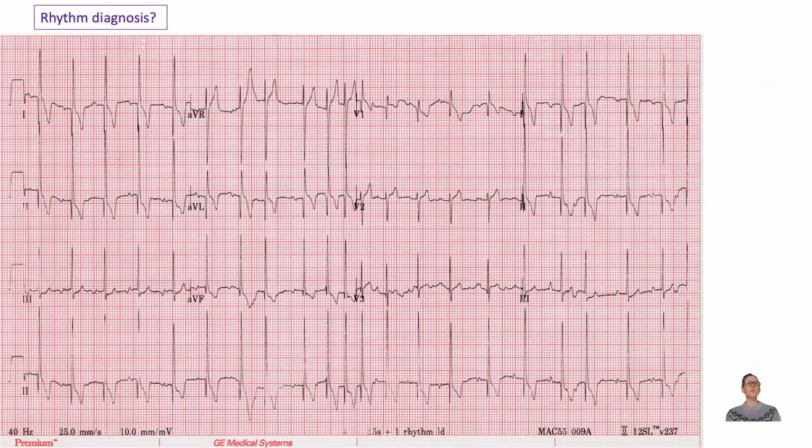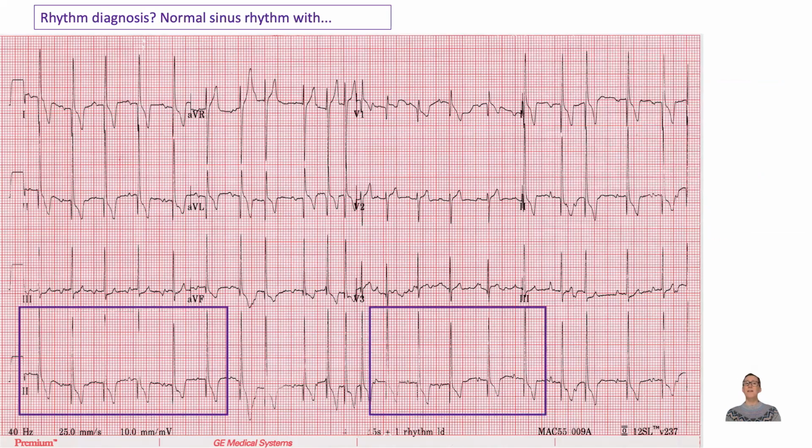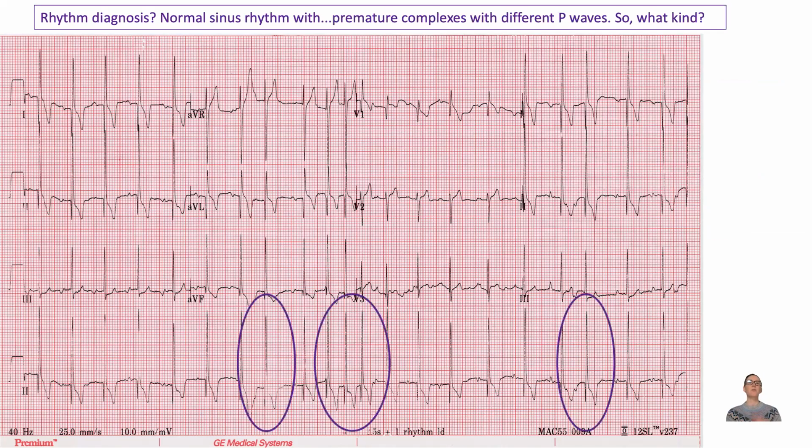So what ultimately is my rhythm diagnosis here then? Well, I think I have some sections that clearly meet our criteria for sinus rhythm. So I'm comfortable calling some of this normal sinus rhythm, but I need to say normal sinus rhythm with what? Well, now we need to focus on those premature beats. We have early beats with different looking P waves. So then what kind of early beats are they? Well, if I'm convinced that they have associated different looking P waves, I'm going to infer they're coming from the atria, and I'm going to call them atrial premature complexes.